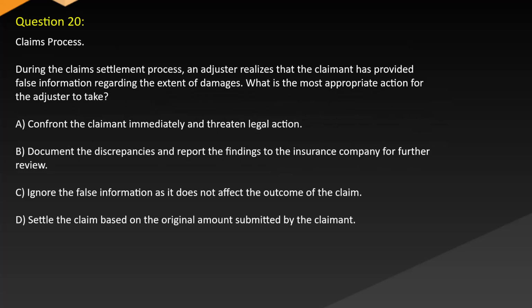Question 20. Claims process. During the claims settlement process, an adjuster realizes that the claimant has provided false information regarding the extent of damages. What is the most appropriate action for the adjuster to take? A. Confront the claimant immediately and threaten legal action. B. Document the discrepancies and report the findings to the insurance company for further review. C. Ignore the false information as it does not affect the outcome of the claim. D. Settle the claim based on the original amount submitted by the claimant.